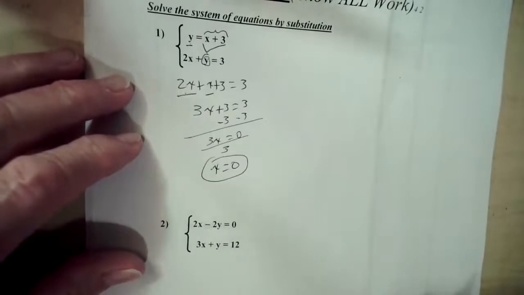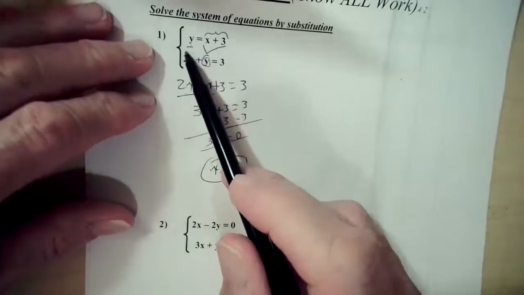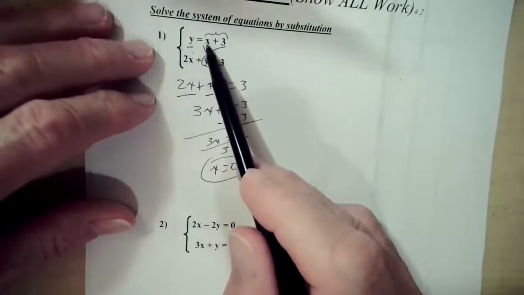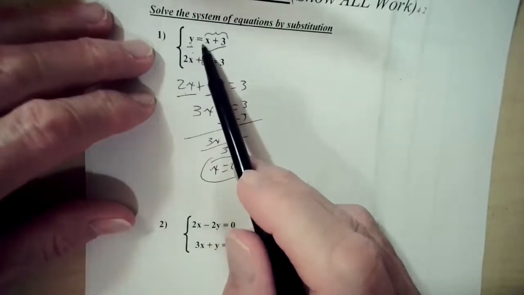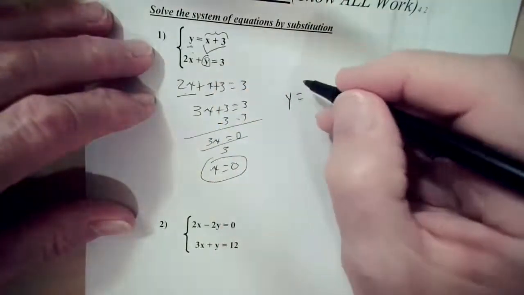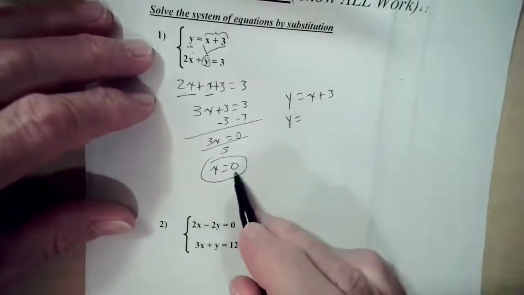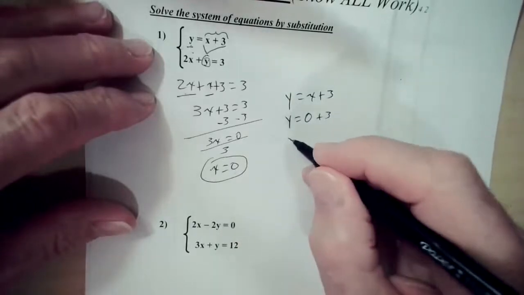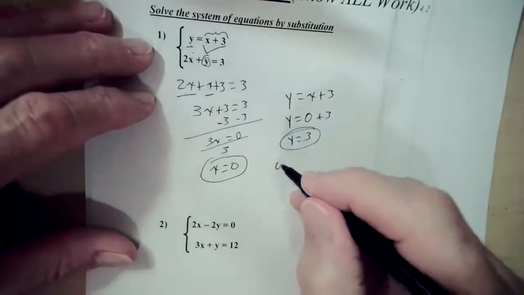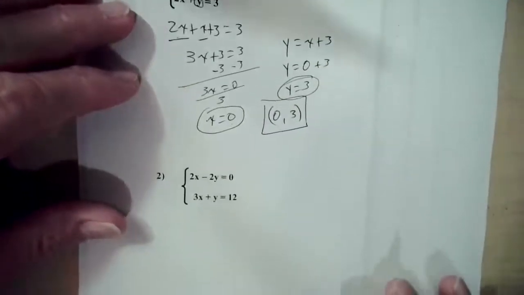Okay, now that's not our answer. Our answer is a point. It's to be written like a point. Now this equation right here is already solved for y. So once we plug in 0 for x, y equals x plus 3. We know that x is 0 plus 3, so y is 3. Now this is our point, 0, comma 3. And that's our answer.